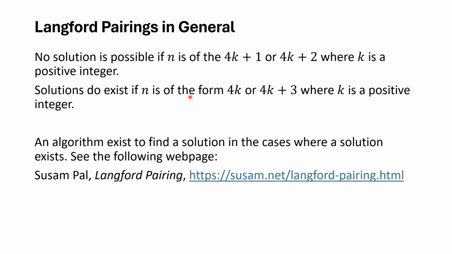And then if you're in the form 4k, in other words, if you're divisible by 4, so just picking a number 20, we would know that does have a solution. It may not be easy to find, but we know there's a solution. And if it's a remainder of 3, that would also have a solution. So n equals 20 or 23 would have a Langford pairing.